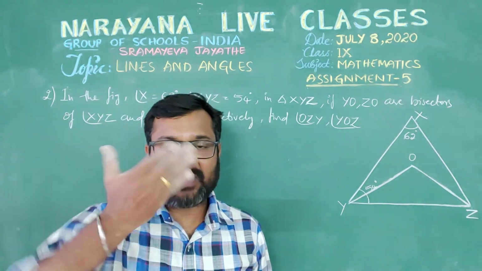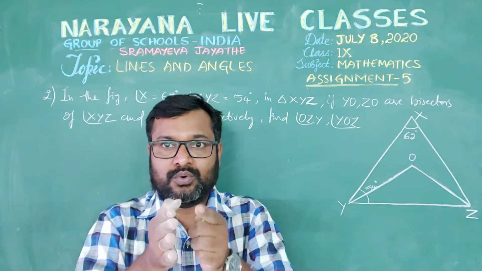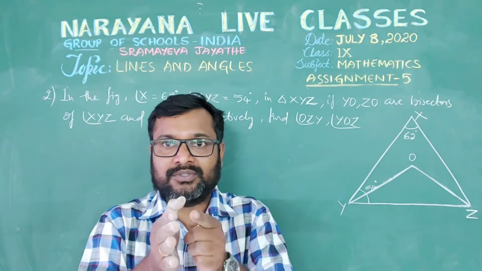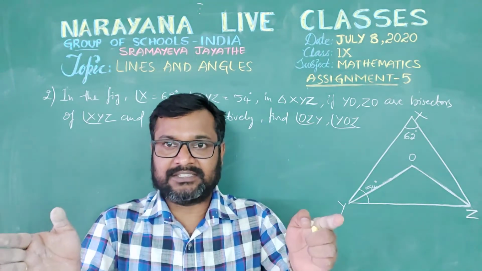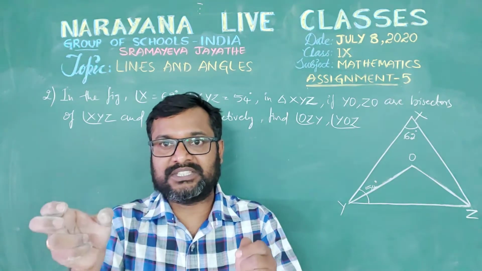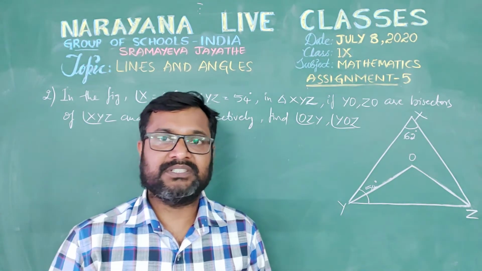The line which bisects the angle. Bisect means two equal angles. It divides the angle into two equal angles. That is nothing but a bisector. Bisect means two sections of equal magnitude and equal form, isn't it?